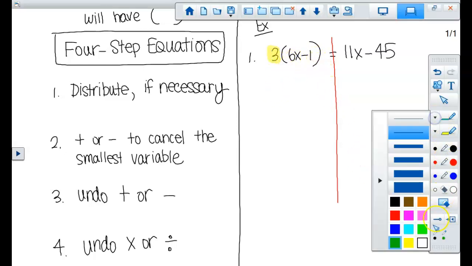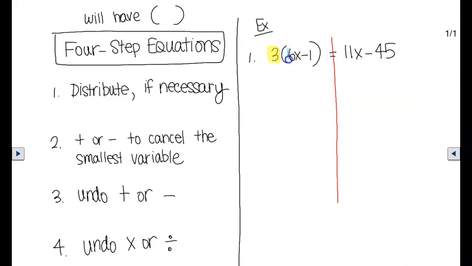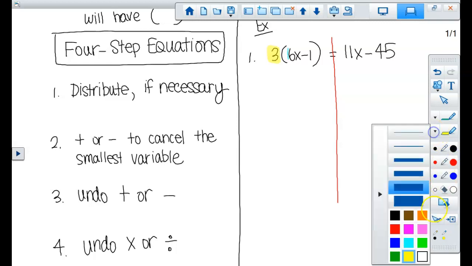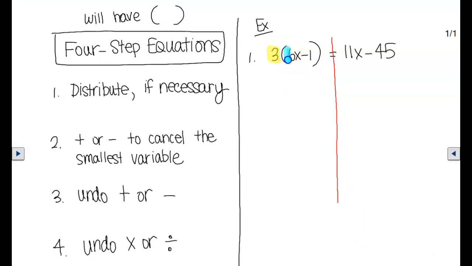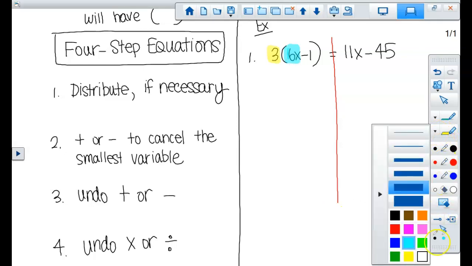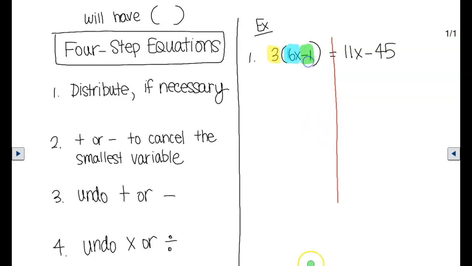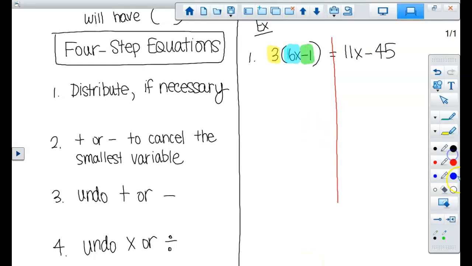Now I want you to notice that group has 2 members. That group has 6x as its first member. And then that group also has a negative 1 as its second member. So that 3 is going to get multiplied by each member of that group.